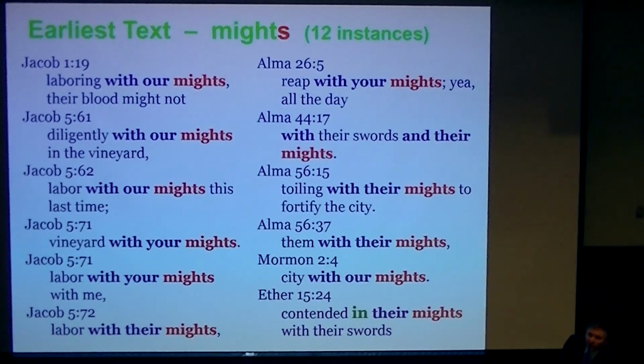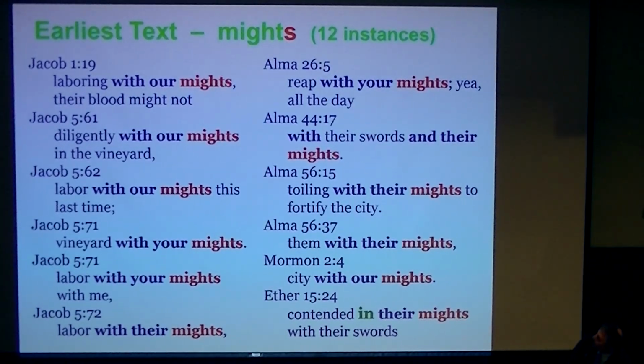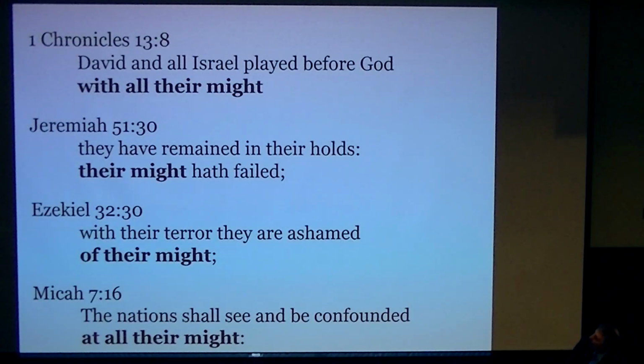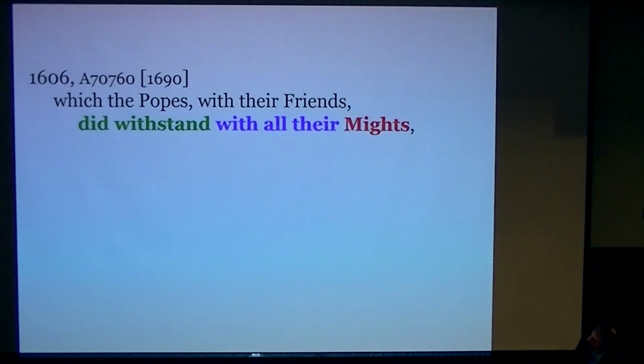Here's how many we have in the earliest text. We have 12 of them. I've just highlighted mights as we go through this. Look at the red in particular. We see it in the plural. That sounds strange to us, but it's there. They all have with, except for Ether 15, which has in their mights. The Bible has with all their might, always in the singular. That's what we're interested in. The fact that it's not biblical, the plural mights.